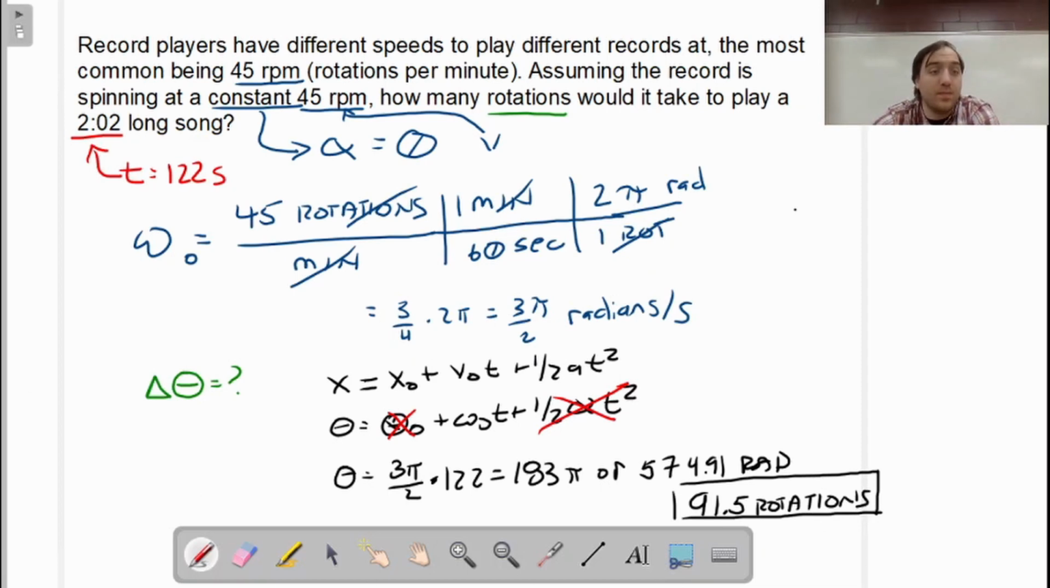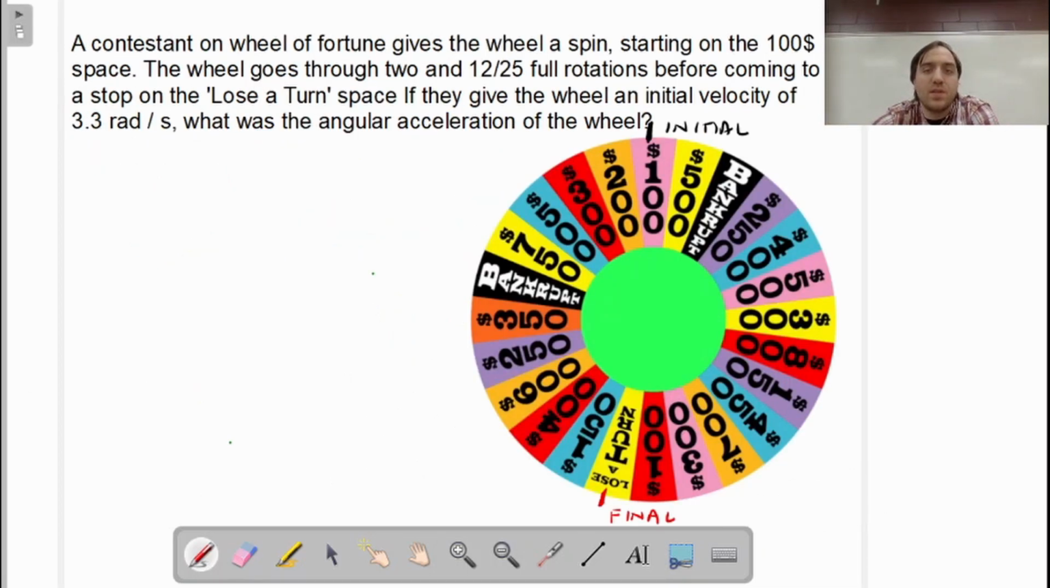Here's another one for you. A contestant on Wheel of Fortune gives the wheel a spin, starting at the $100 space right here and going through 2 and 12/25 full rotations before coming to a stop on the lose a turn space. To give the wheel an initial velocity of 3.3 rads per second, what was the angular acceleration for the wheel? It's a kinematics problem. All it is. Where are we starting? Where are we ending? What's the acceleration? I'll give you a hint after a pause, but if you feel like you got it, go ahead and try it on your own.